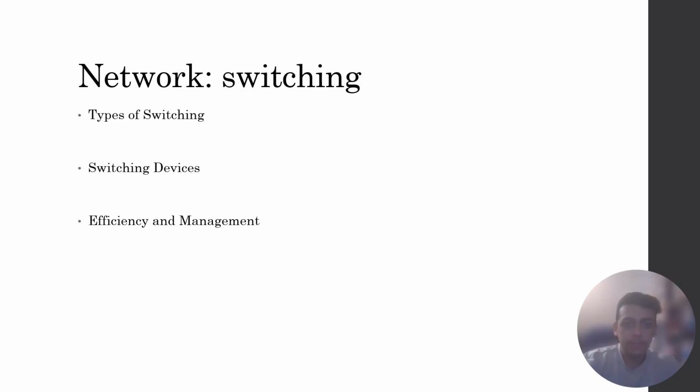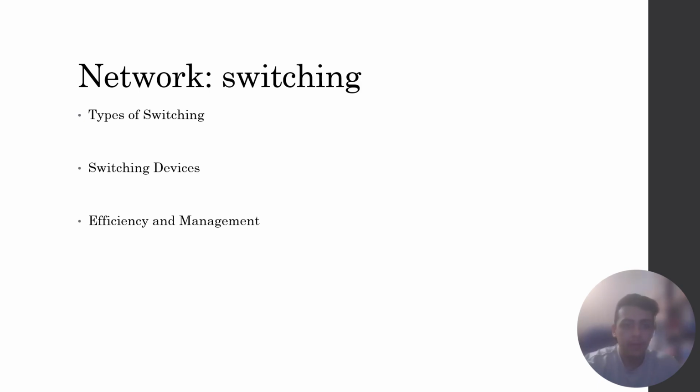Okay, so our next topic is about switching. Network switching is the process of directing data from one device to another within a network. It happens at the network or data link layers, and it determines the best path for data to reach its destination efficiently. Switching ensures that local and wide area networks can operate smoothly even under heavy traffic.